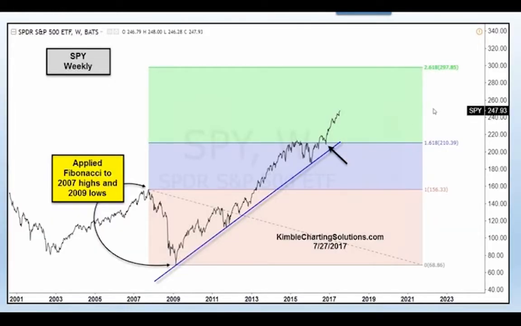And I just want to spend a second looking at how we're using some of these same patterns in nature on the S&P 500 as an example. This is the S&P 500, and we applied the Fibonacci to the 2007 highs, which are very important historically, and the 2009 lows. And then we looked at potential Fibonacci extension levels. The first extension level off the 2007 high and 2009 low in the SPY was 210, and you'll see how it just kept bumping up against that while it was having a series of higher lows.